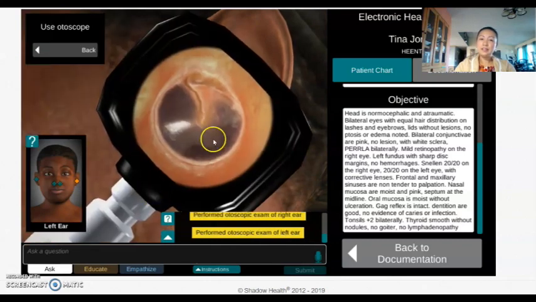Going to the left ear, I can see the tympanic membrane is intact. It's pearly gray. There's no drainage. There's no erythema. And the cone of light is at the 7 o'clock position, not distorted.